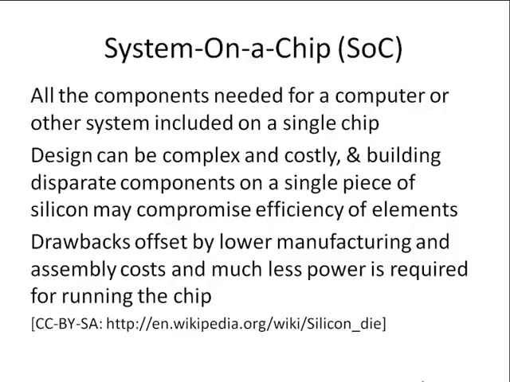Overall, designing a system on a chip can be complex and costly, and putting all of these disparate components onto a single piece of silicon may compromise efficiency of some elements, but the drawbacks are offset because you only have to make one chip to make your complete thing, and assembly costs are going to be much lower because you have less things to combine when you're actually manufacturing, and you're going to use a lot less power for running the system than if you've got lots of different chips and components.